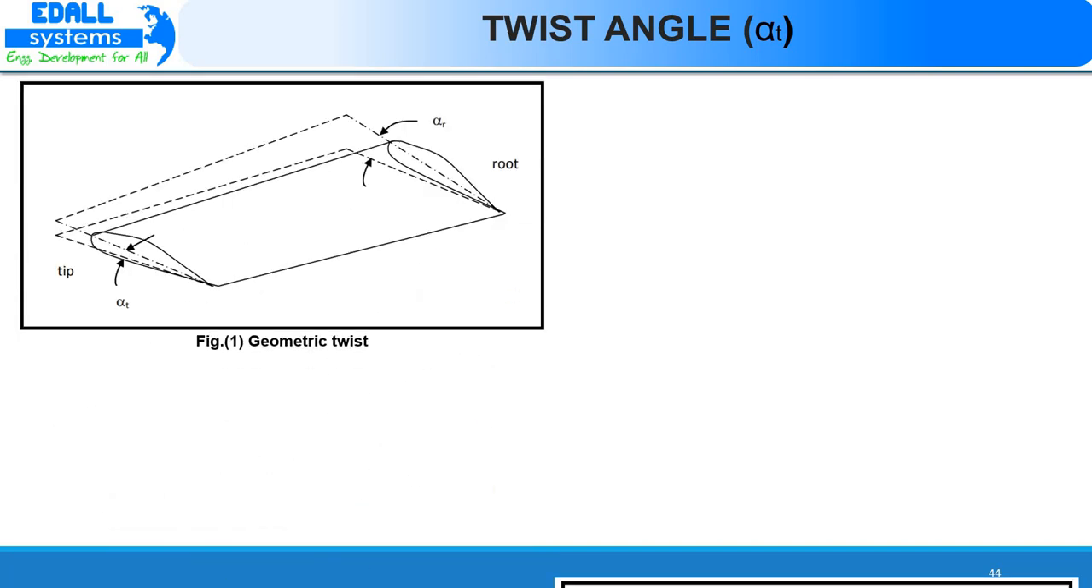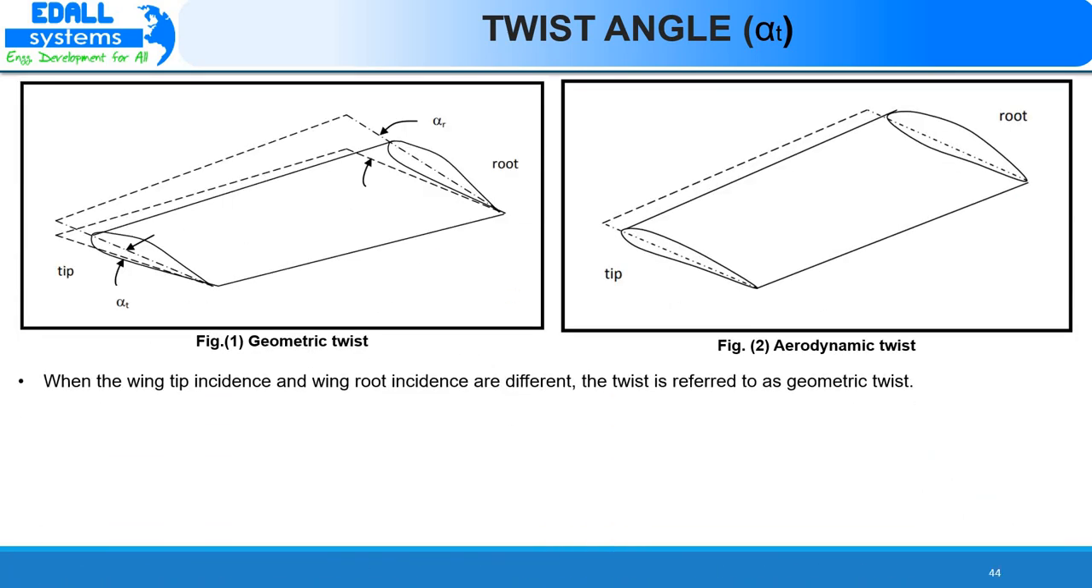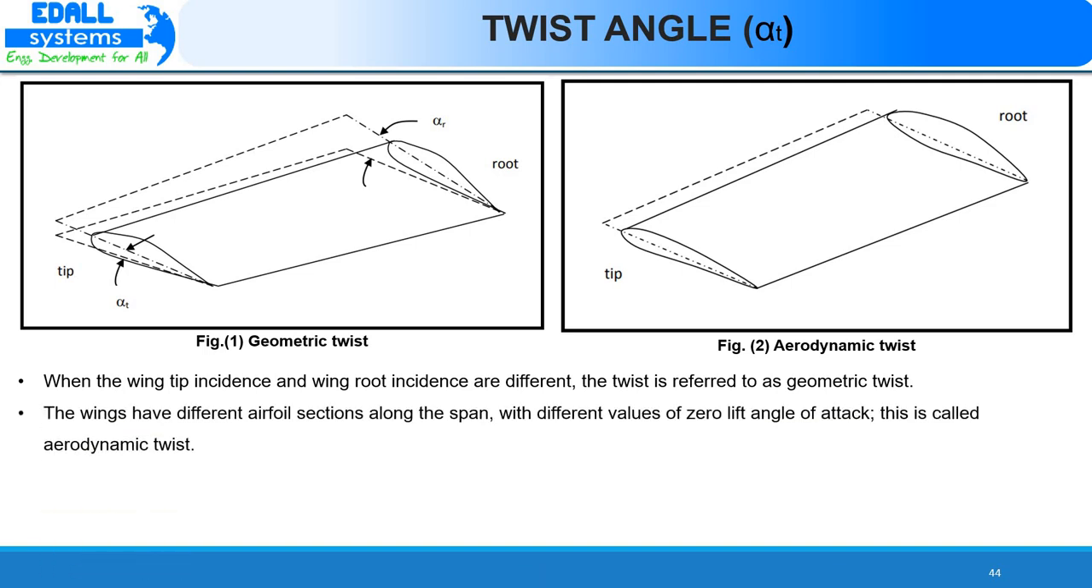Next is twist angle, denoted as alpha t. When the wing tip incidence and wing root incidence are different, the twist is called geometric twist, as shown in figure 1. Wings having different airfoil sections along the span with different values of zero lift angle of attack is called aerodynamic twist, as shown in figure 2.